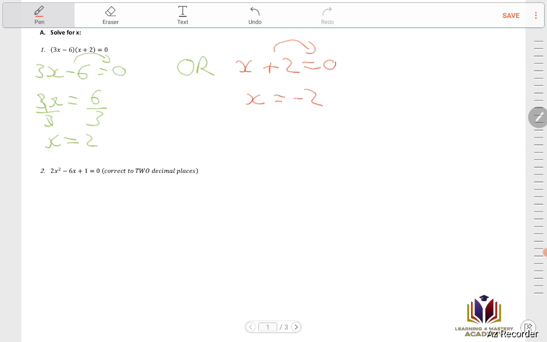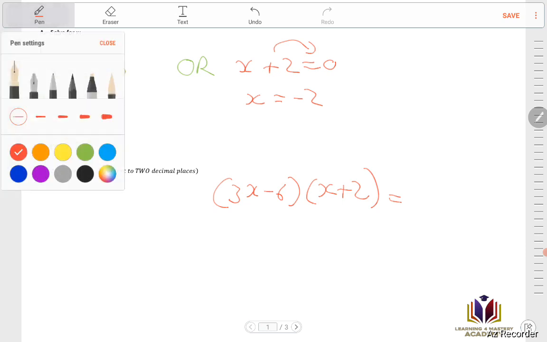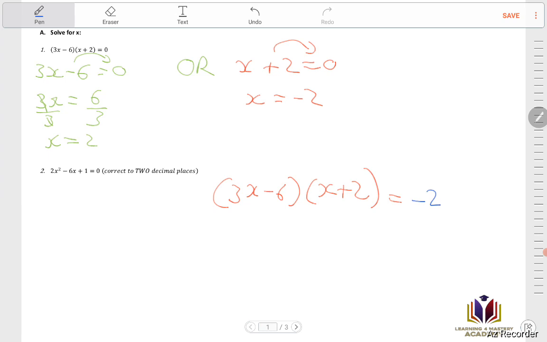However, in some instances, what they will give you is something like this. I'm just going to write here, I'll erase it later on. They will give you 3x minus 6, open bracket, x plus 2. And then on the other side, they don't give you 0. They give you something like, let's say, negative 2. Okay. In this case, you cannot, and I emphasize this, you cannot equate each one of the brackets to the negative 2. The same way, if you are given something like 3x squared plus 4x equals 3, for example, you can't factorize this and then equate whatever terms or factors you have to the 3.